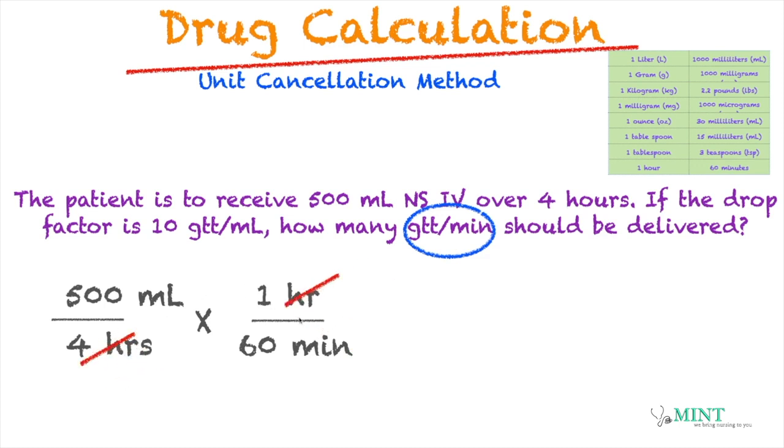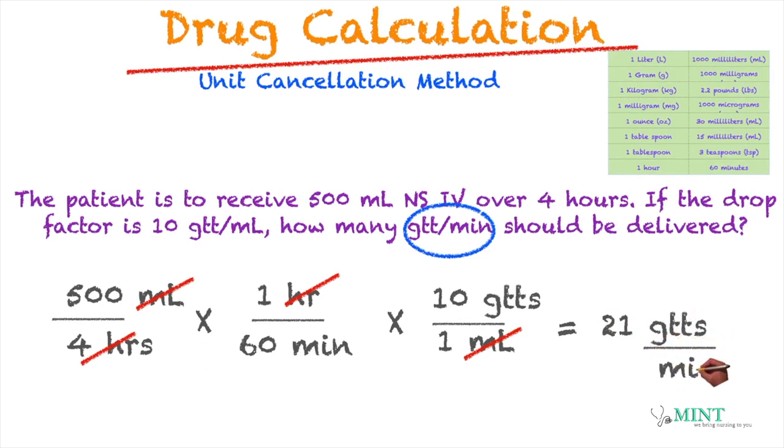Now we have ml per minute, but what the problem is looking for is drops per minute. So we have a drop factor of 10 drops per ml. So we can use that to convert ml to drops. So we're going to multiply by 10 drops per ml. So we're going to cancel ml. Now we are left with drops per minute. Now let's do our math. 500 times 10 divided by 60 times 4. This will give us 21 drops per minute. And that is how you use the unit cancellation method for drug calculation.